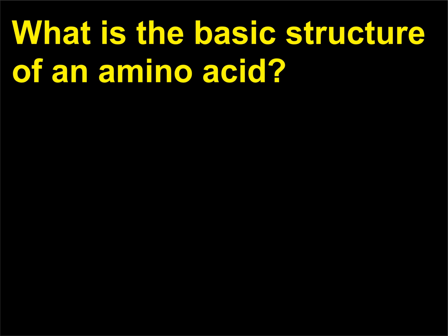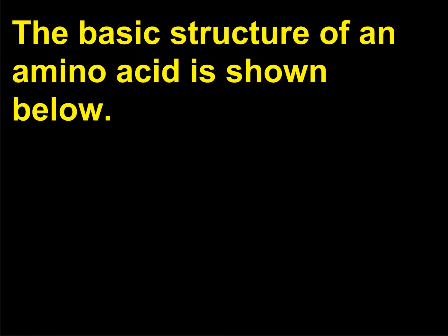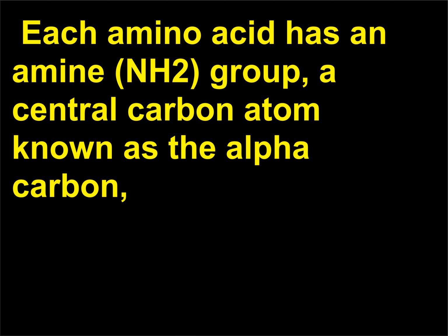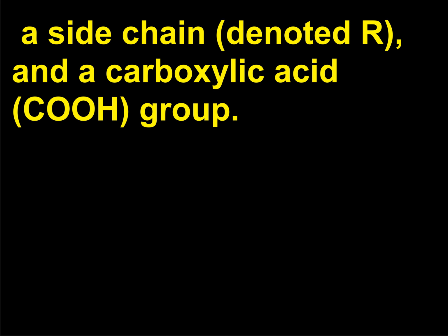What is the basic structure of an amino acid? The basic structure of an amino acid is shown below. Each amino acid has an amine, NH2, group, a central carbon atom known as the alpha carbon, a side chain, denoted R, and a carboxylic acid, COOH, group.